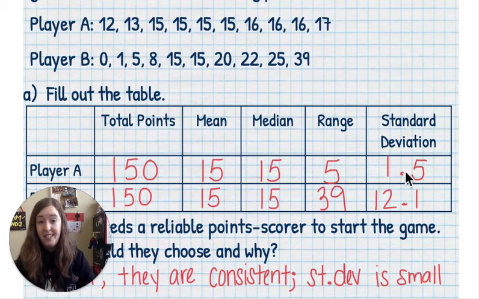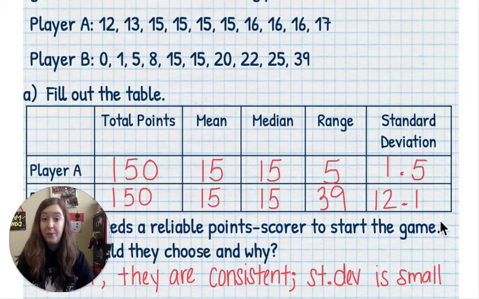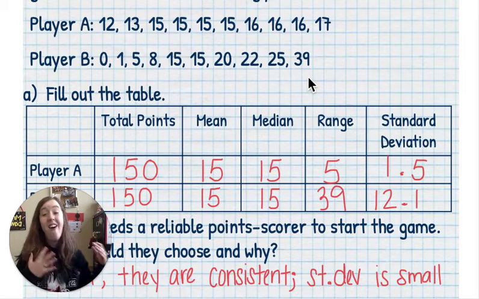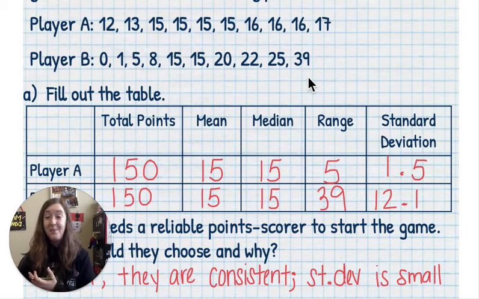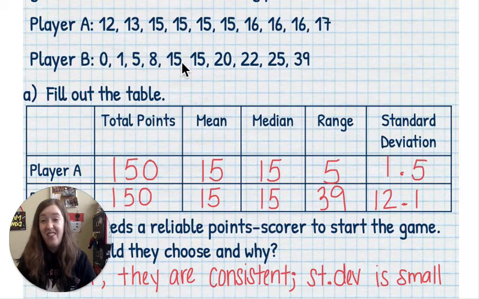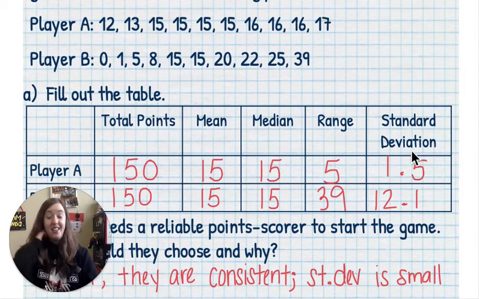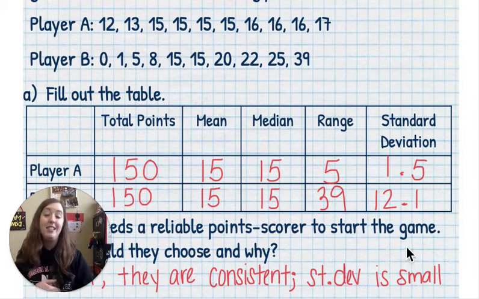But player B down here, we can see their standard deviation is 12.1, right? And we can see just looking at their stats that sometimes they have an awesome game and sometimes they have a terrible game. Every now and then there's an in-between, but it's not very consistent. And we can see that from the standard deviation statistic.